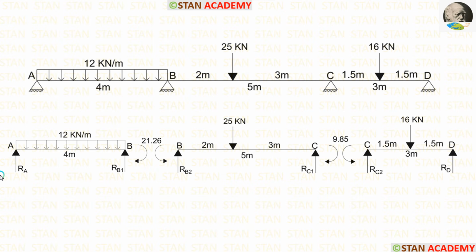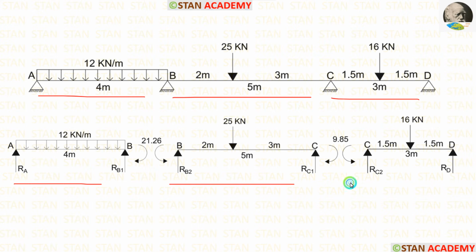Now we are going to calculate the reactions. For calculating the reactions, we have to separate the beam as per the spans. Here we are having three spans AB, BC and CD. So we have separated the beam into three parts.